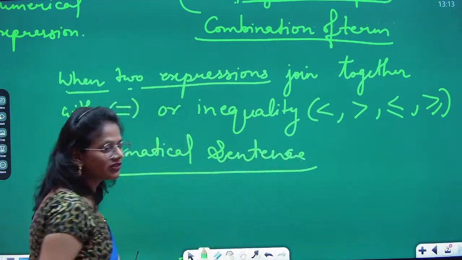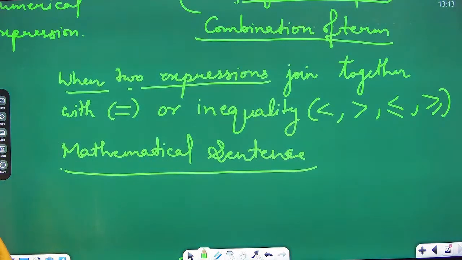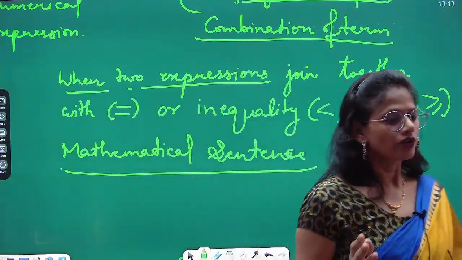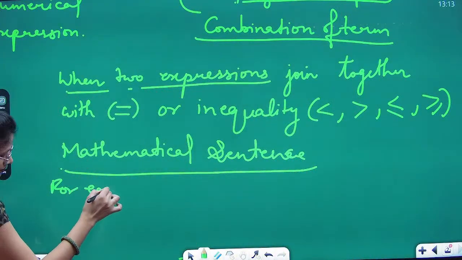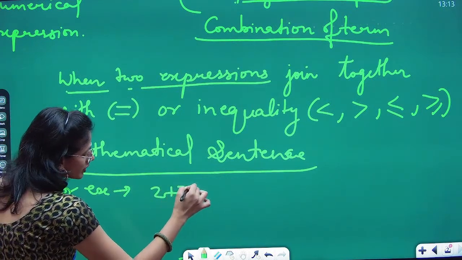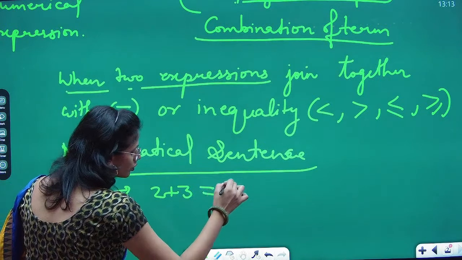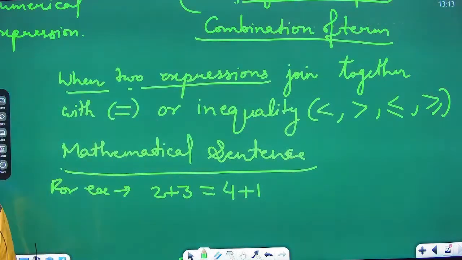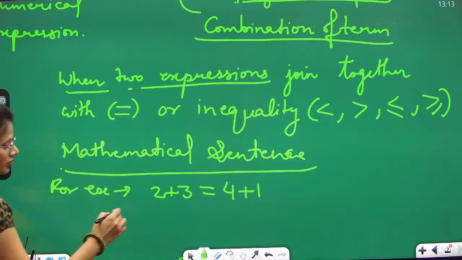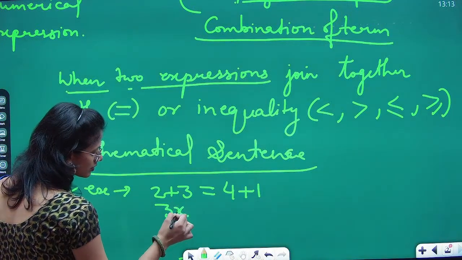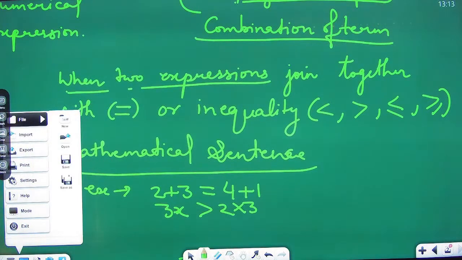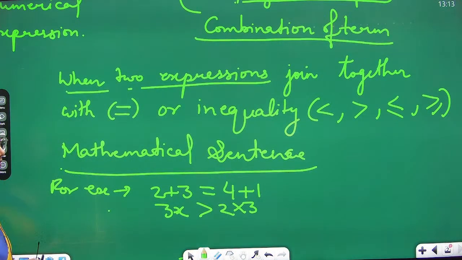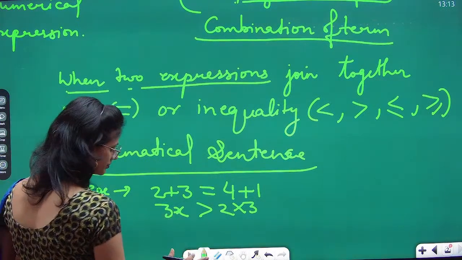We studied about sentences in English. This is a mathematical sentence: when we join two expressions with equality or inequality. For example, 2 plus 3 is equal to 4 plus 1. This is a mathematical sentence. Or 3x is greater than 2 into 3. This is a mathematical sentence. Is this clear?